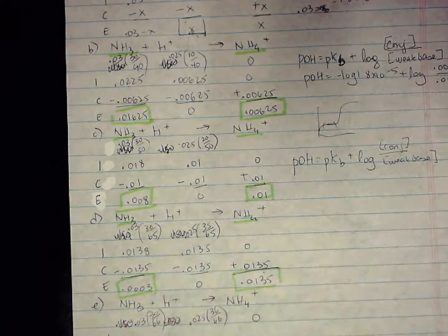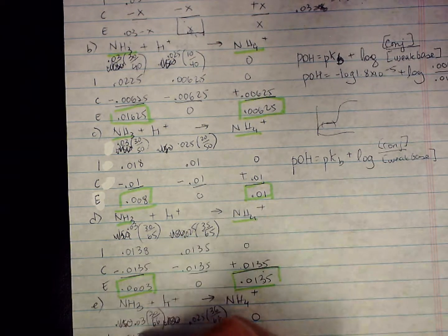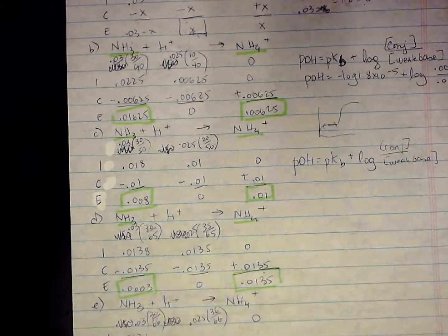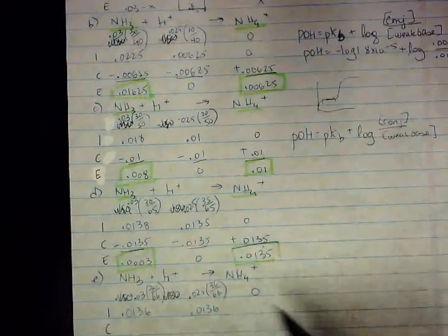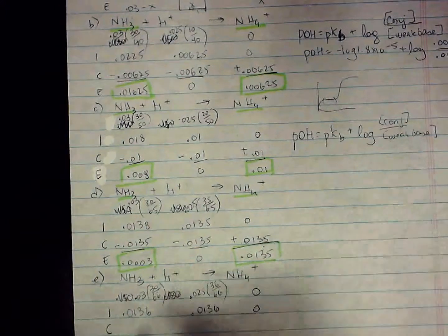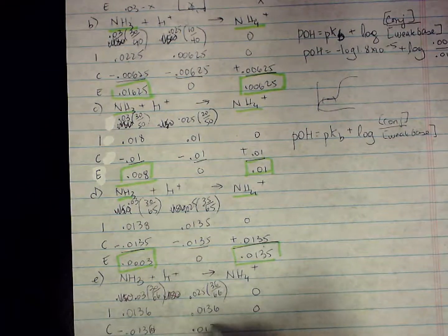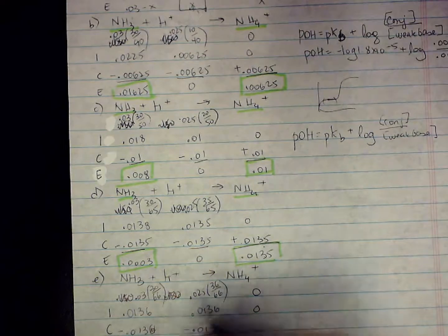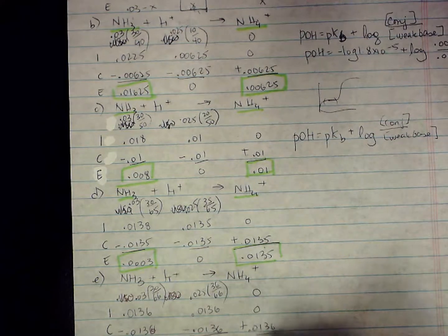So let's see. We have 0.0136 molar ammonia, and 0.0136 molar hydrogen ion, and no ammonium. Alright, this is ugly. We're going to end up with no ammonia, no hydrogen ion, but we're going to have some ammonium floating around.